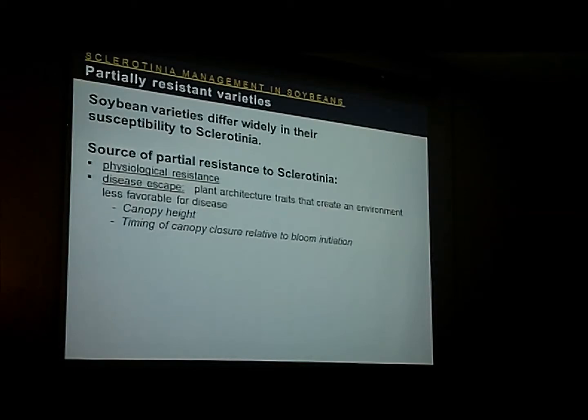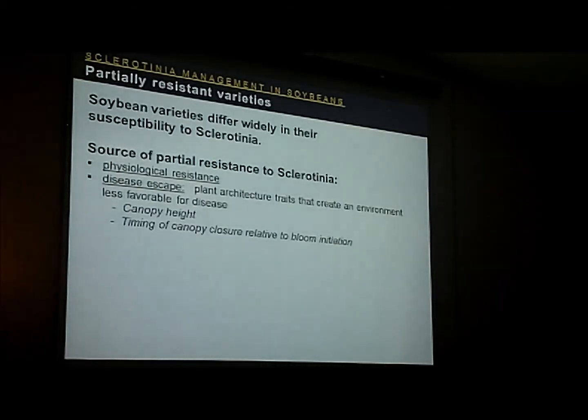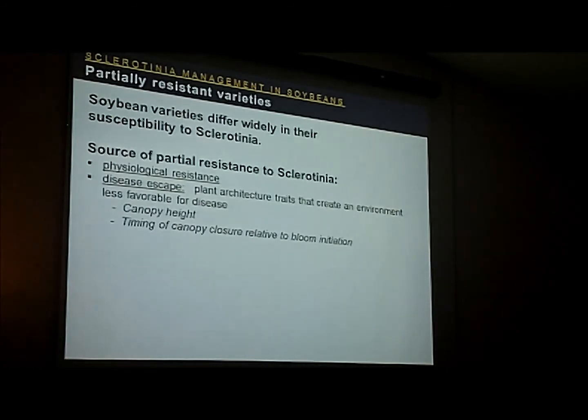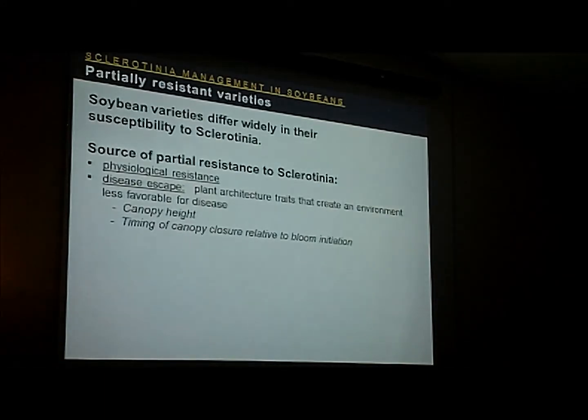Okay, it's basically you have a better immune system. And then you also have something we call disease escape. So these are plant architecture traits that create an environment that is less favorable for disease. And critical ones here are things like plant canopy height. The higher the canopy, the more likely that you're not going to get a whole lot of airflow down through the bottom. So shorter soybeans tend to develop less sclerotinia.